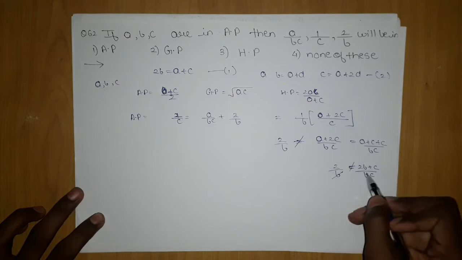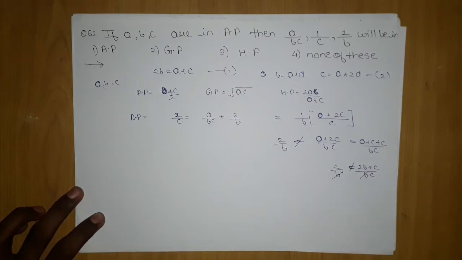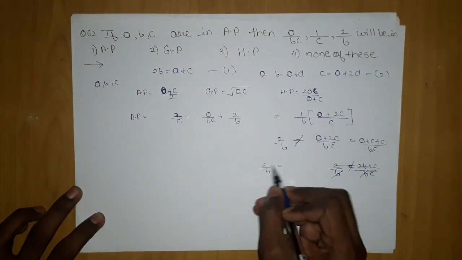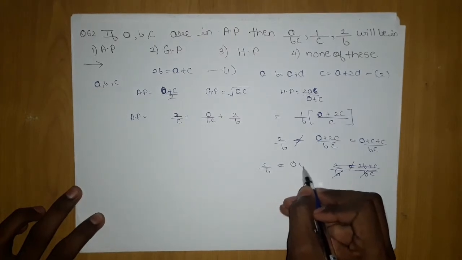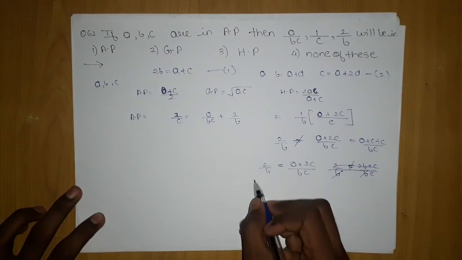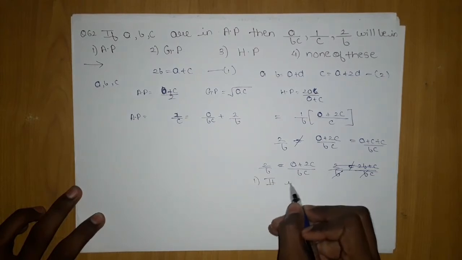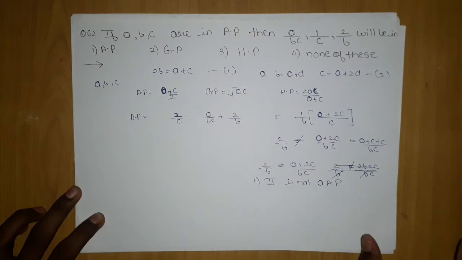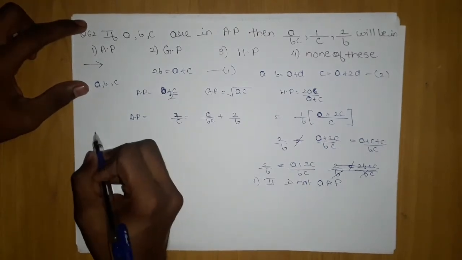Don't say that you will cancel this b, okay, that will directly mean that you have not studied anything till now. We have to prove 2 by b equal to a plus 2c upon bc. So one thing is very sure, it is not an AP. Fine, no issue. Now let's check the second one.